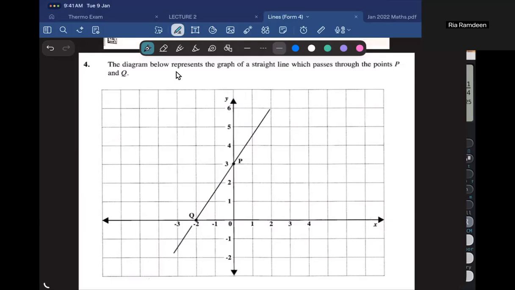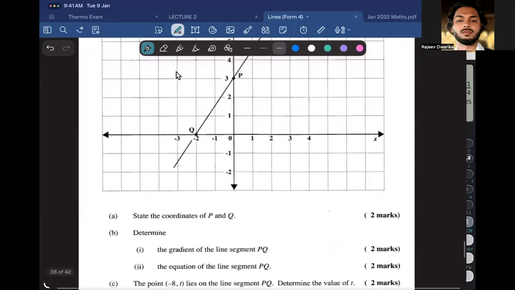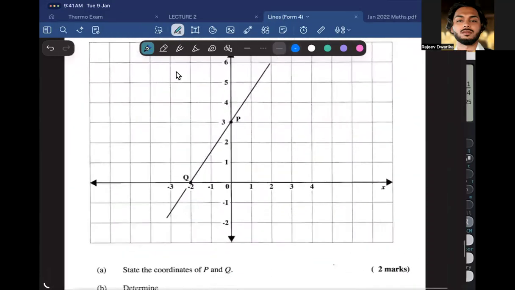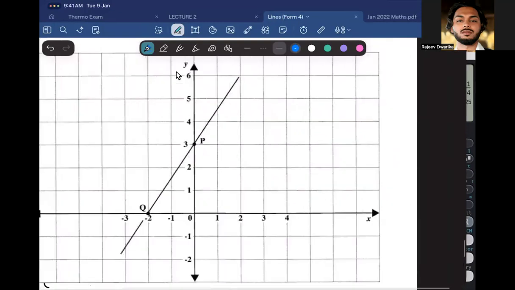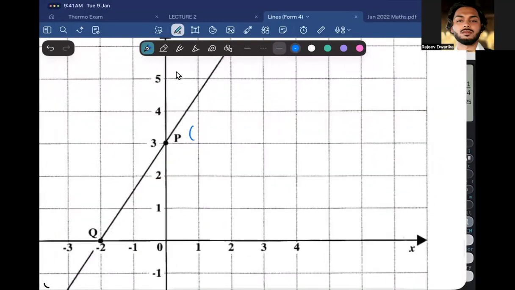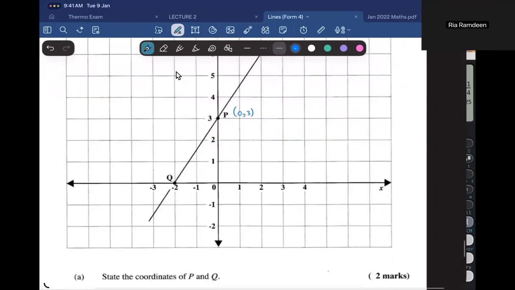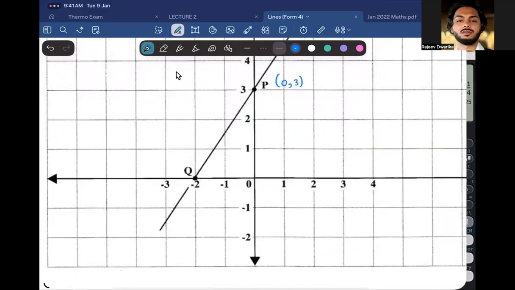Right. So the diagram below represents the graph of a straight line which passes through the points P and Q. They want us to state the coordinates of P and Q. This should be very simple. Ria, tell me fast. What's the point for P? 0, 3. Because you didn't move left or right, so the horizontal movement is 0. But you did move 3 up on the y-axis. So 3 for y.